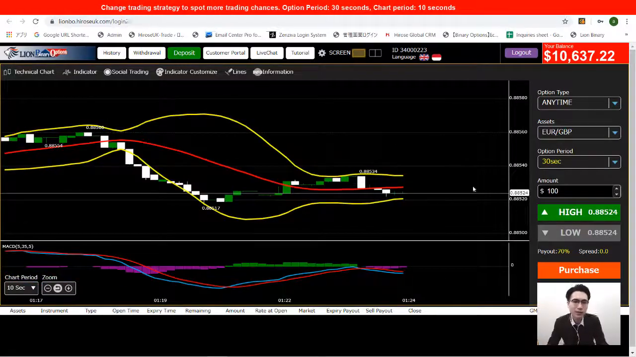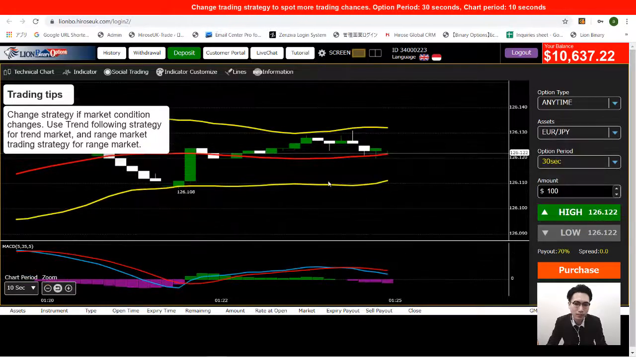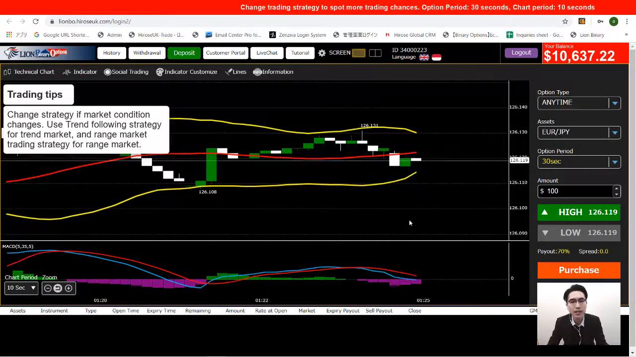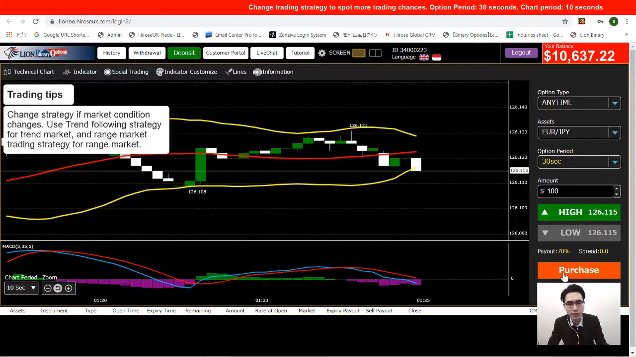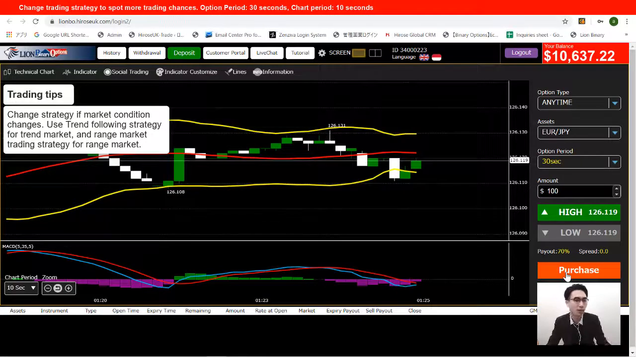Okay, so just now what I was looking at is that I realized that most of the currency pairs are in a range market. That's why I decided to change to a range market trading strategy, which might help me to spot more trading chances and increase my winning percentage.